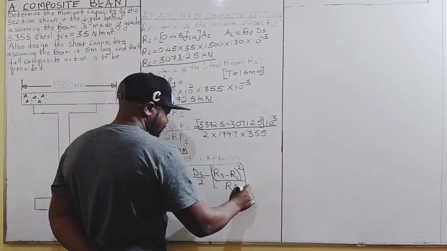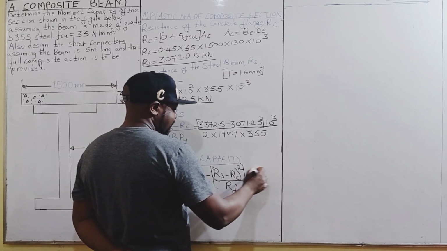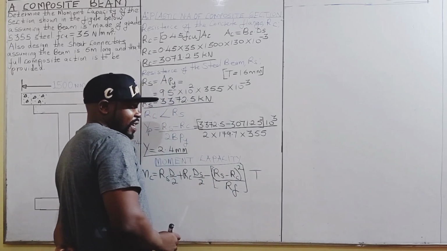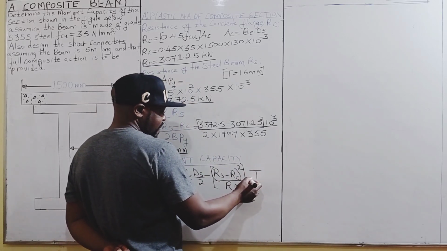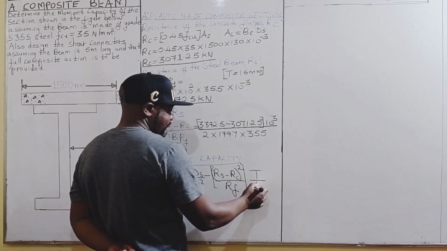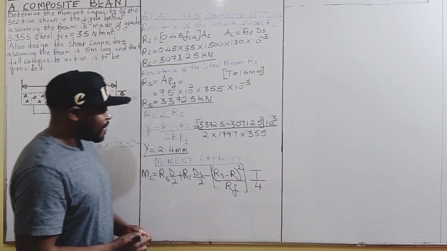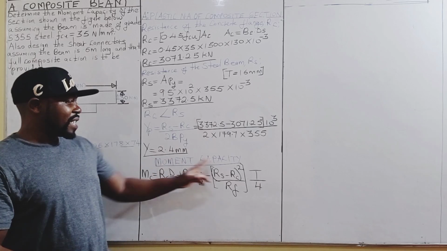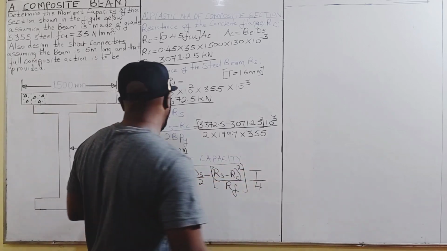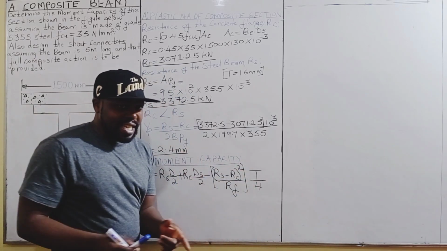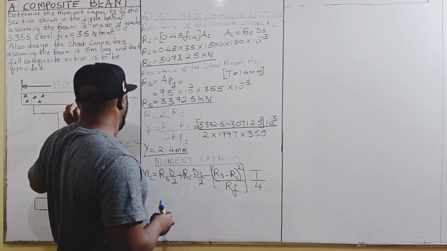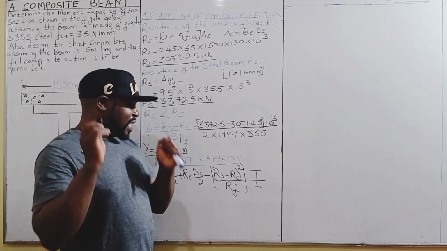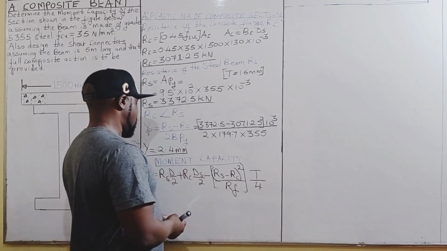Then we multiply this by the thickness of the section, that is T, divided by 4. So that is the formula of determining the moment capacity of this composite beam section, since the neutral axis is falling in the flange of the steel beam section.